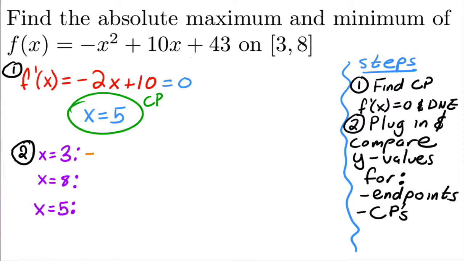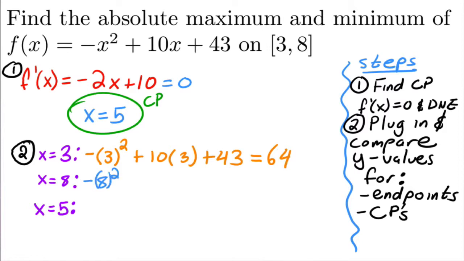So if I plug in 3 into my function, I would get minus 3 squared plus 10 times 3 plus 43. And this is equal to 64. Okay, the next one, if I plug in 8, I would get negative 8 squared plus 10 times 8 plus 43, which is equal to 59.